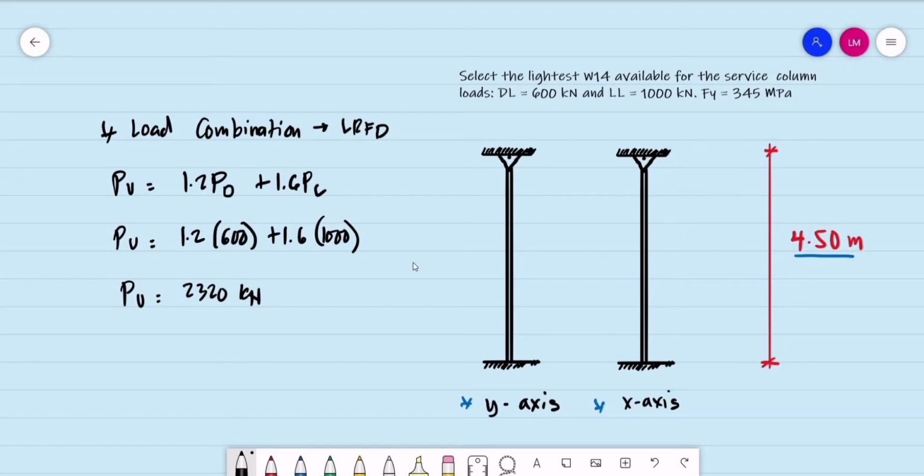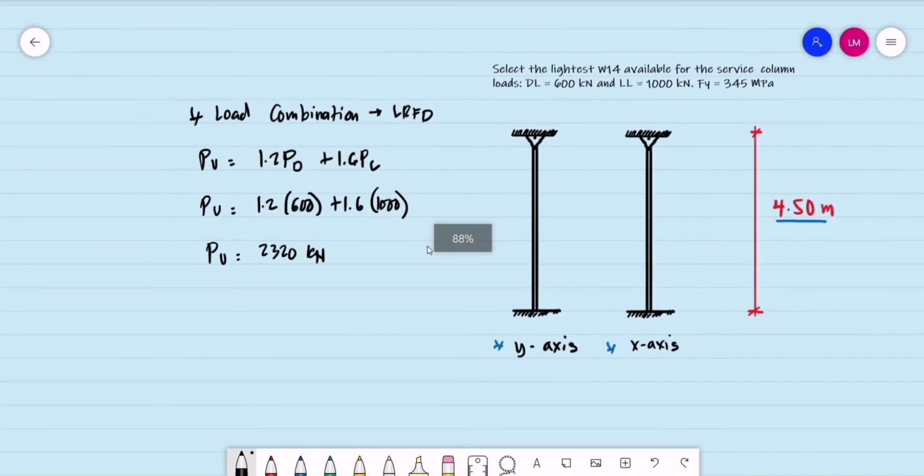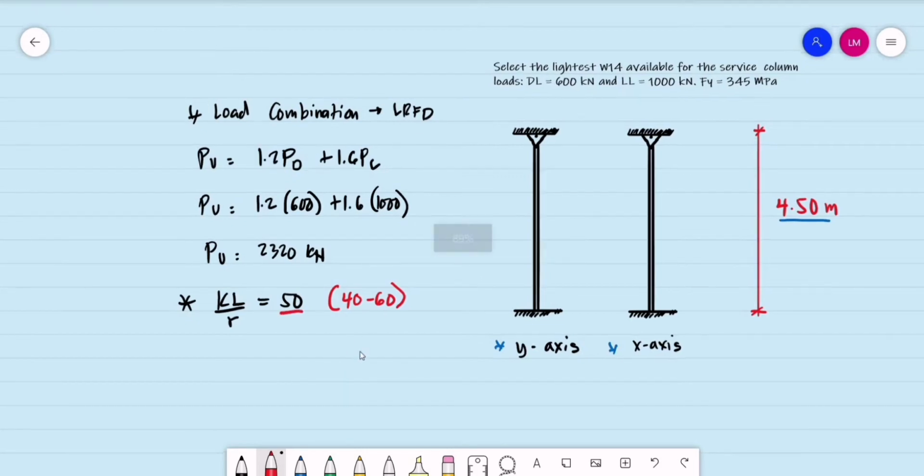So this is our first step on how to select the lightest section for a compression member. For the second step, we are to assume the value of our slenderness ratio, that is KL over r. For this example, I'll be using an estimated slenderness ratio of 50. But conveniently, you can assume the value of KL over r from 40 to 60. Just for this example, I'll be using 50.